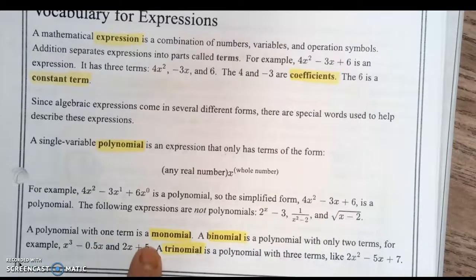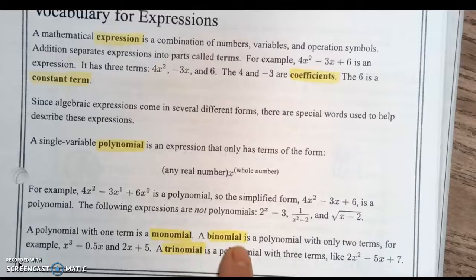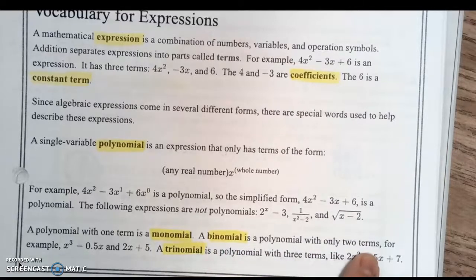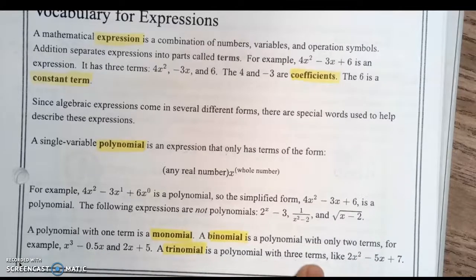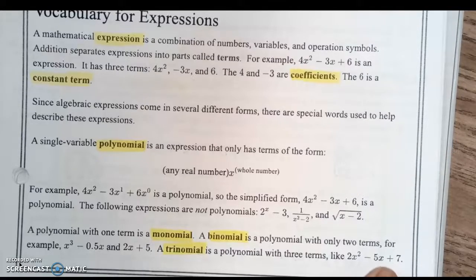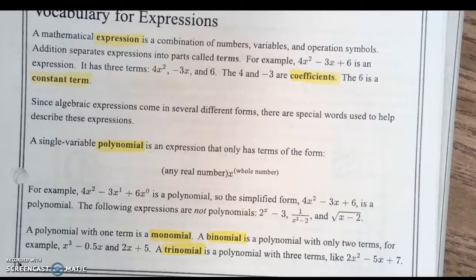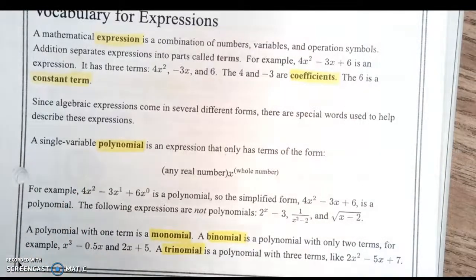A polynomial with one term is called a monomial. A binomial is a polynomial with 2 terms. For example, x to the third minus 0.5x and 2x plus 5. A trinomial is a polynomial with 3 terms, like 2x squared minus 5x plus 7. Okay, so we have a monomial, a binomial, a trinomial. After 3 terms, we just refer to it as a polynomial, meaning many terms. Okay?